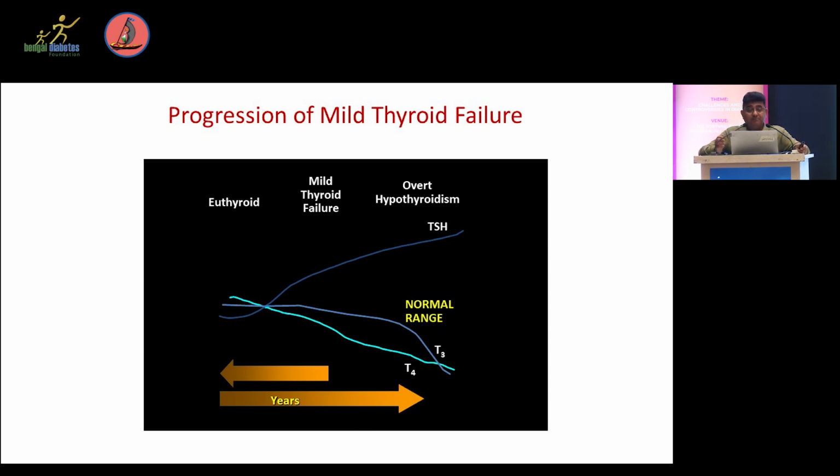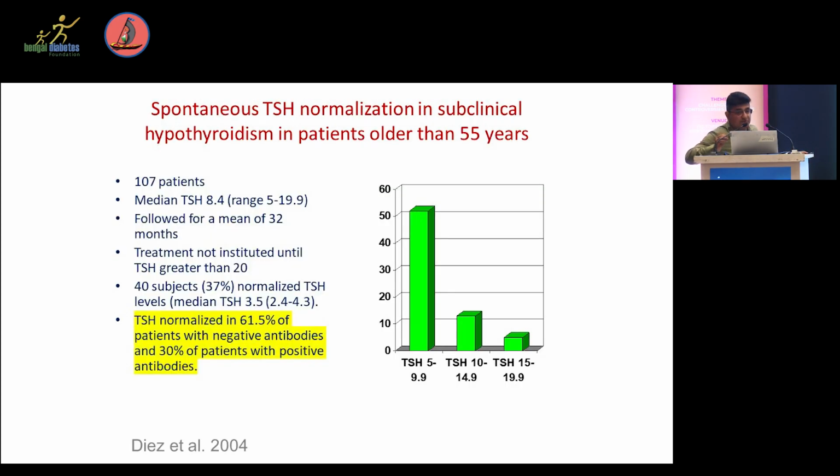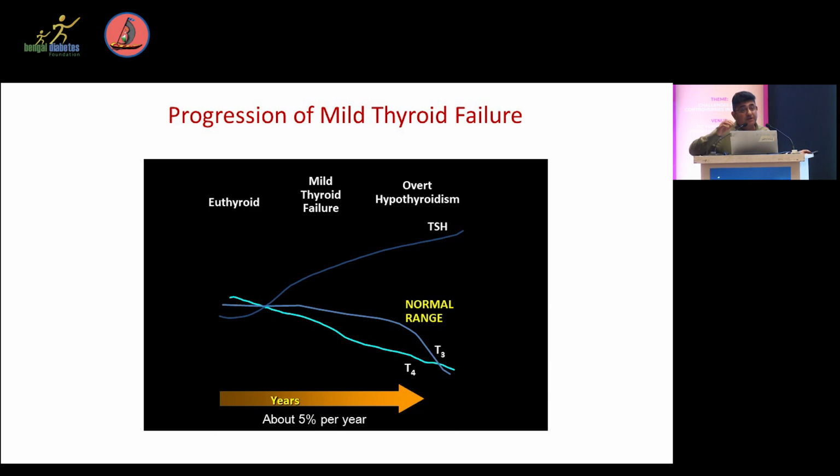So what about the progress of mild thyroid failure or subclinical hypothyroidism? Initially you can see the TSH keeps on rising. But when the TSH is rising above normal, your T4 and T3 could still be normal. Then the T4 starts falling, and T3 falls last. It's the last thing to happen. So this is how a typical hypothyroid disorder will progress, and this will take years for a whole population of patients with subclinical hypothyroidism to have overt hypothyroidism.